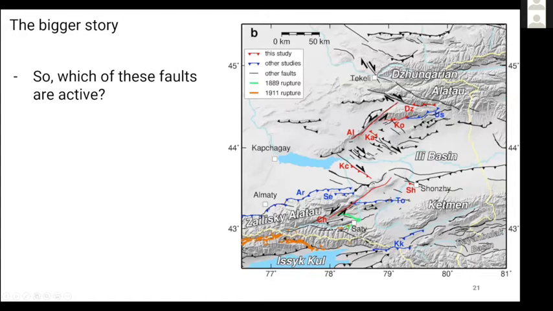So we did this basically on all the colored faults that you see here in the basin because we wanted to find out which of them are active. And it turned out all of them are active actually. So all the ones that we looked at, they all had late Quaternary Holocene motion, and parts of them had really big offsets. So all of them are active.